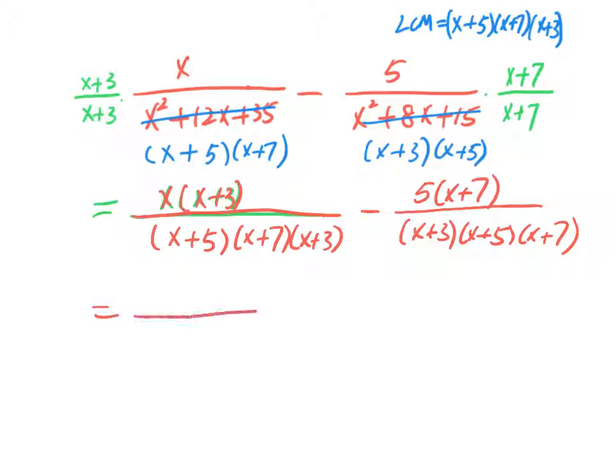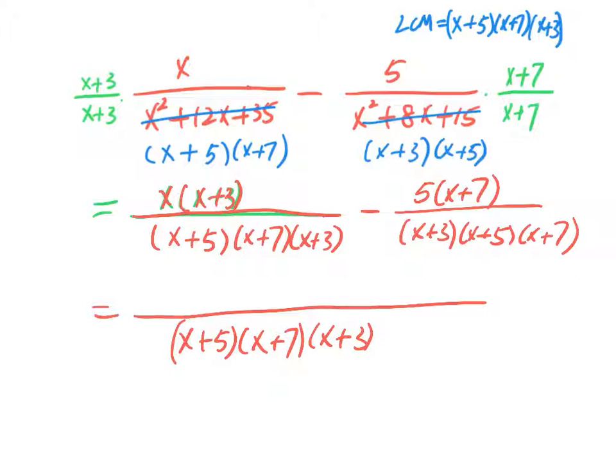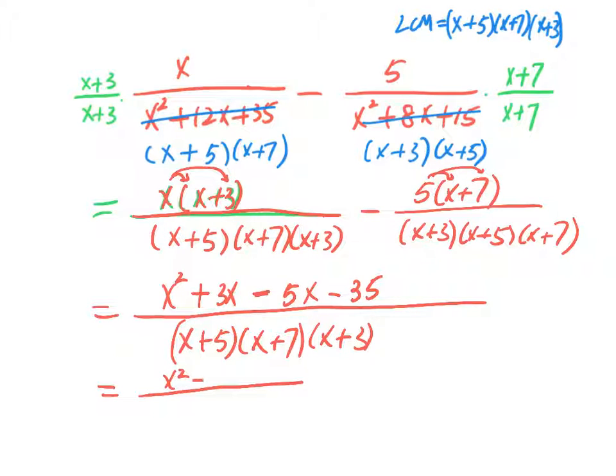Okay, and then we can subtract across because now they have the same denominator. It doesn't matter what order we use, right? And then let me simplify. Distribute and then subtract across. So 5x. Now remember, it's minus 5 times 7, so it should be minus 35. So that's x squared minus 2x minus 35, and then we have x plus 5, x plus 7, x plus 3 on the bottom.